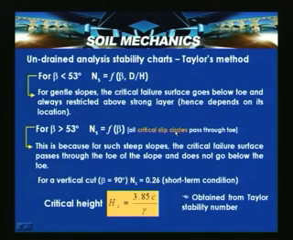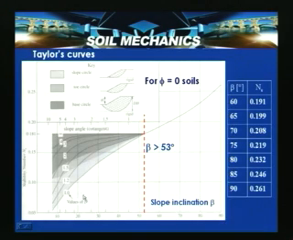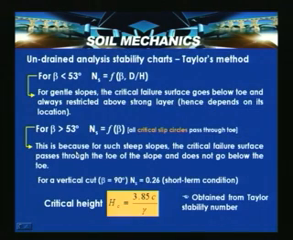Undrained analysis stability charts, Taylor method we are discussing, and in the previous slide we discussed that for beta less than 53 degrees, the stability number is a function of beta and d by h. That means you have seen the stability number varying with beta and the depth factor d. And for gentle slopes, the critical failure surface goes below the toe and is always restricted above the strong layer, hence it depends on its location. As the failure surface cannot penetrate into the strong layer, it is restricted along the strong layer.